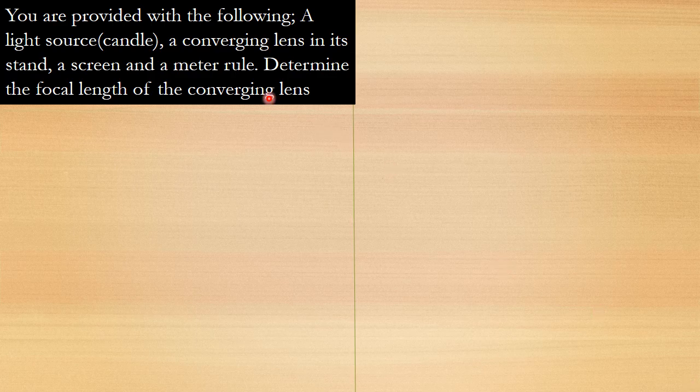So as you can see, the question is saying that you're provided with the following: a light source, that is a lighted candle, a converging lens in its stand, a screen, and a metre rule. Then the question wants you to determine the focal length of the converging lens that has been provided. So friends, as usual in the physics practicals, we start by bringing forth the diagram of the setup.